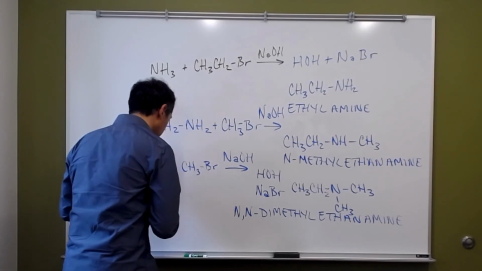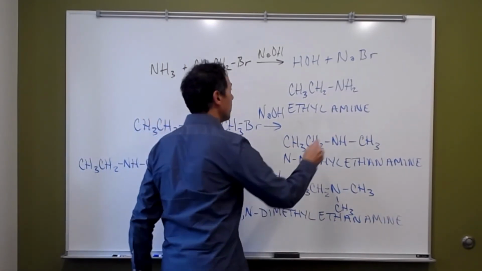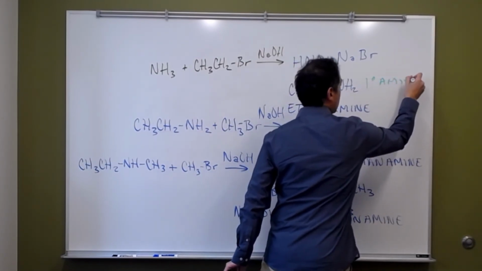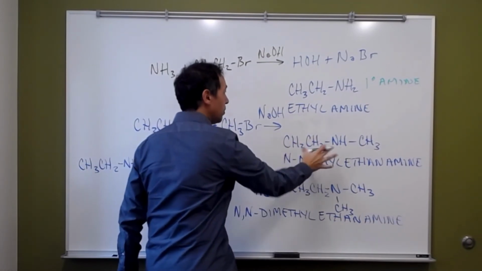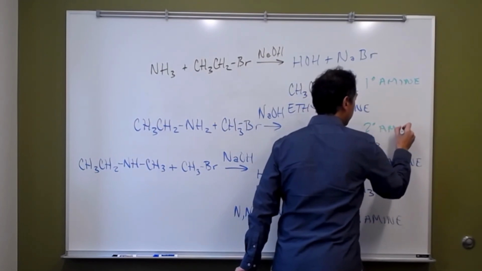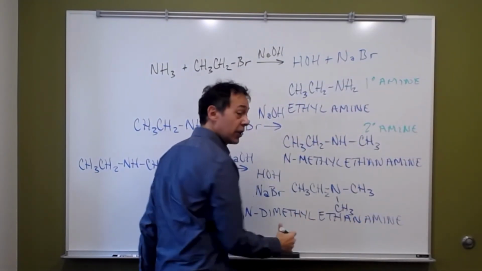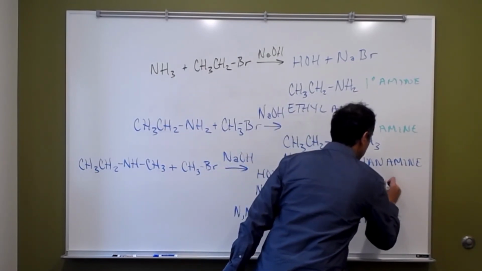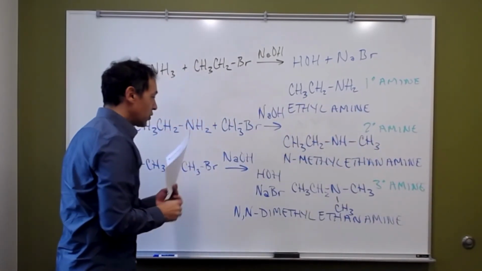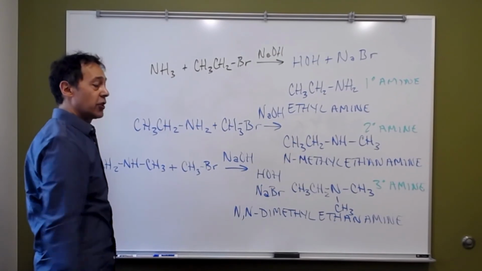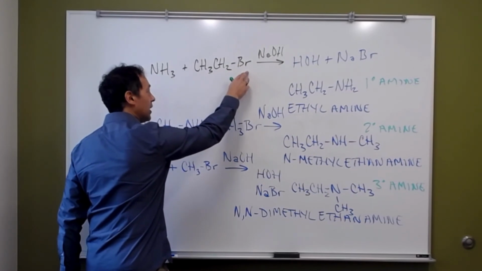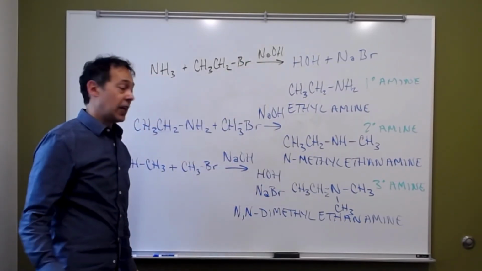And this one up here is, like I said earlier, a primary amine, and then this one here would be a secondary amine, and then the last one down here is a tertiary amine. And so how do we make a primary, secondary, or tertiary amine? It's all the same thing. We just react it with an alkyl halide in basic conditions and just let the reaction go.